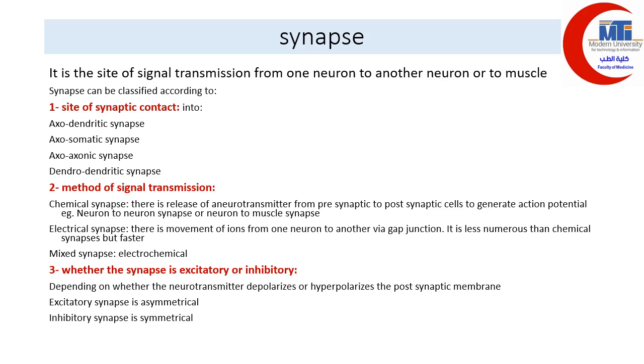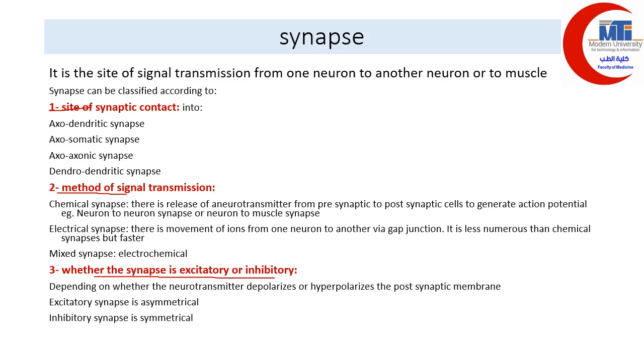Synapse: what do we mean by the synapse? It is the site of signal transmission from one neuron to another neuron, or to a muscle. Synapses can be classified according to the site of the synapse, the method of signal transmission, or whether the synapse is excitatory or inhibitory. By site: axon to dendrite, called axodendritic synapse; axon to the cell body, called axosomatic; or axon to axon, called axoaxonic synapse. So, by site, we have axodendritic, axosomatic, axoaxonic, and dendrodendritic, according to which parts the synapse is between.